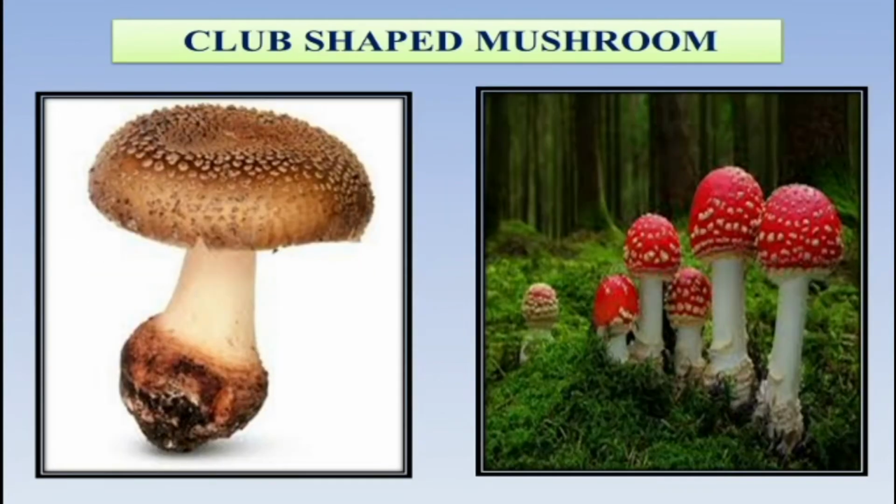The next one, club shaped mushroom. Mushroom has a top like a semicircle, club shaped, and the bottom is narrow. Where can we see mushrooms? After rain, after 2 days or 3 days, the next morning, we can see a lot of mushrooms growing near the plant edges or on any wood material. The mushroom can grow easily.